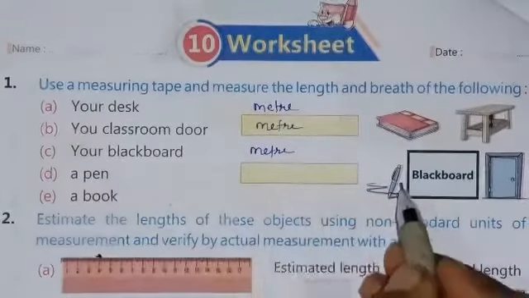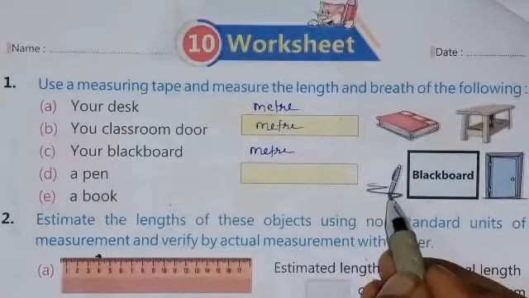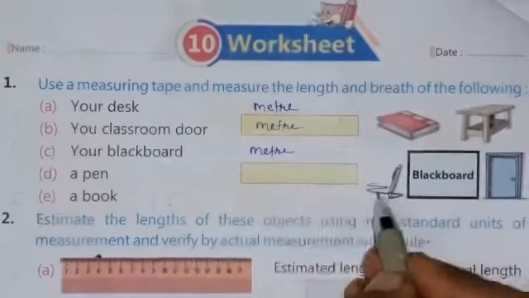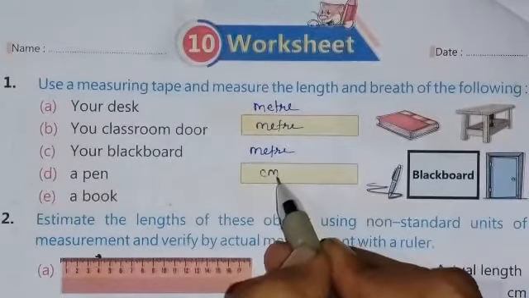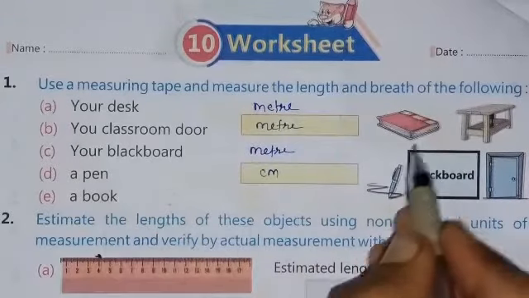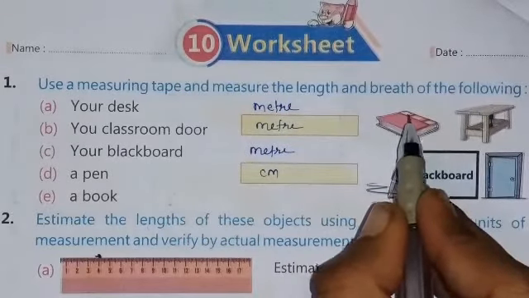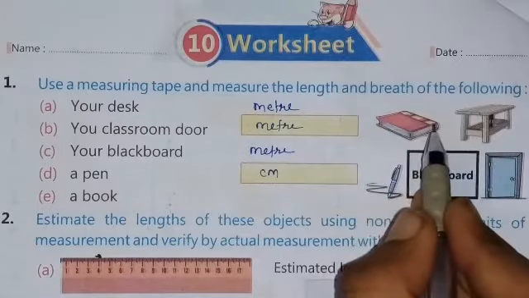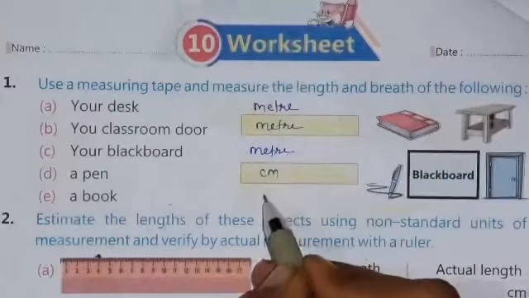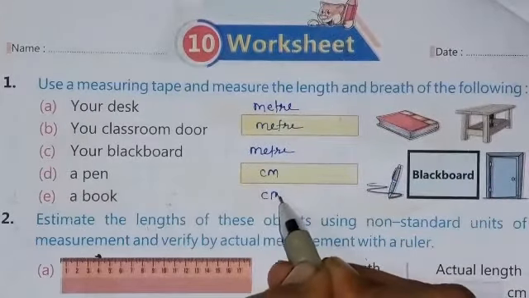A pen, since a pen is a very small object, we will measure in centimeters. A book, of course, by using a scale we can measure the length and breadth of a book, so the measurement will be in centimeters.